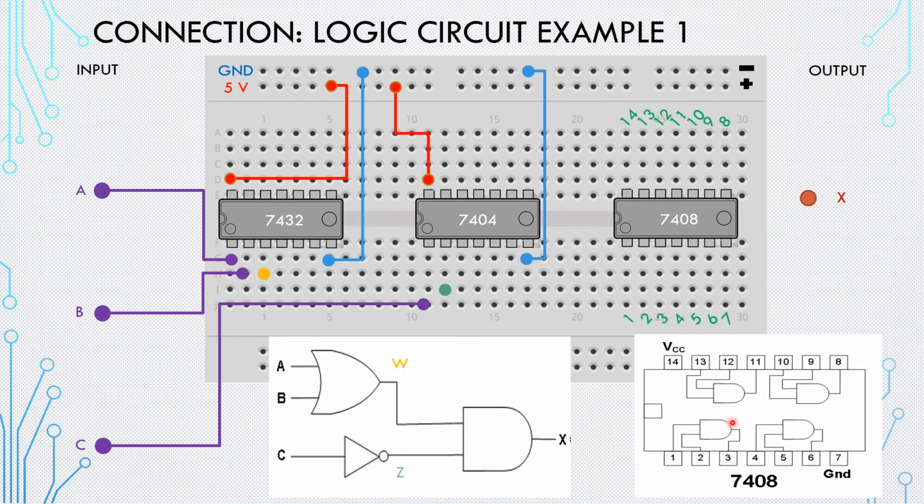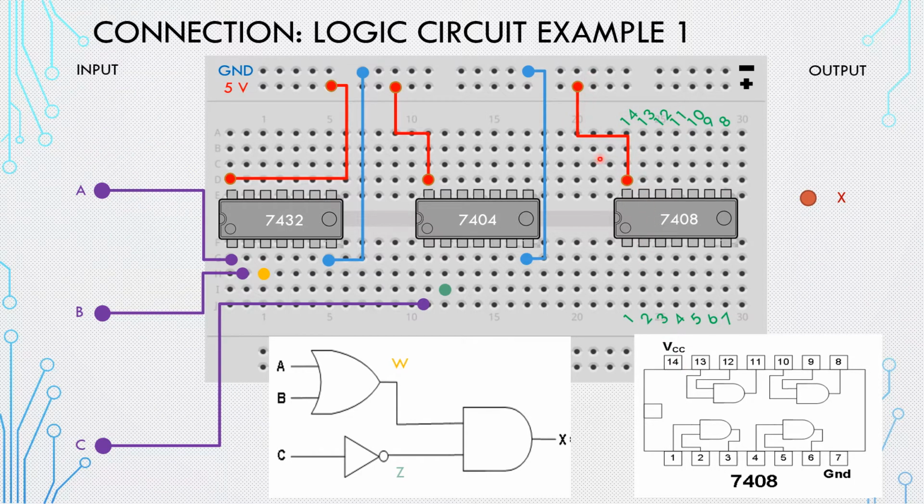Now I go for the third IC, which is OR. Oh, sorry, and I place it correctly. So this is the notch. The numbering starts from here, and it's going to be considered this way. Now connect the power lines.